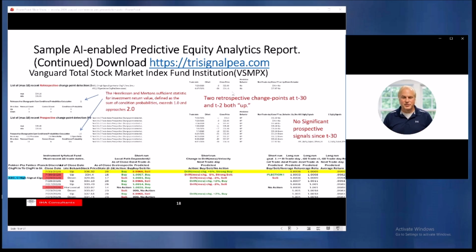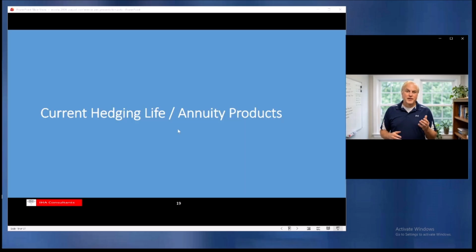Our Merton's sufficient statistic for investment return value, defined as the sum of conditional probabilities, exceeds 1 and approaches 2 as shown. Of note is the slow accumulation rate. The variance-covariance weights used place money on stocks that are dead weights, creating a drag on return opportunities in favor of supporting stability in the form of weights as a function of past variance-covariance.